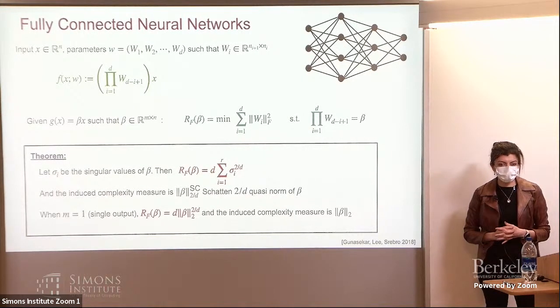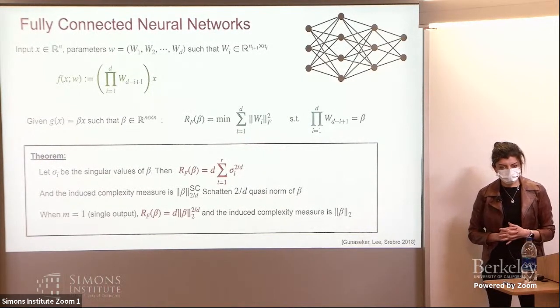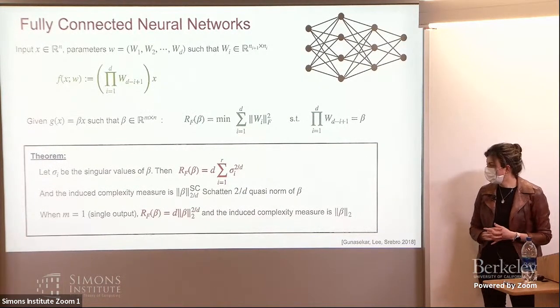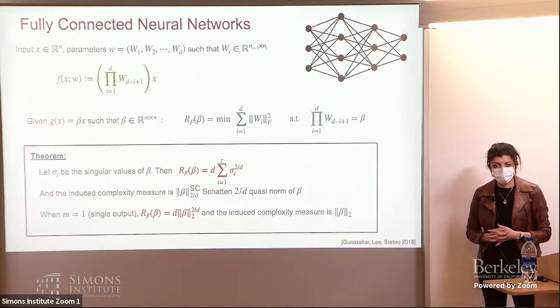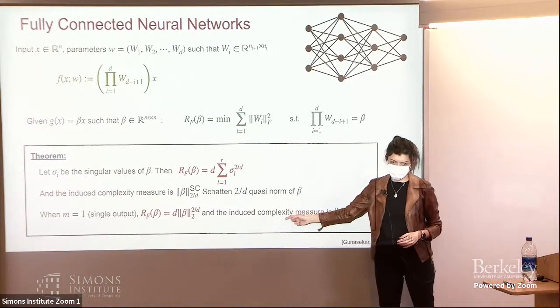No, the singular value is the norm of the matrix, the norm of the vector. So it's not the 2 over D. No, beta here is a matrix, here it is a vector.